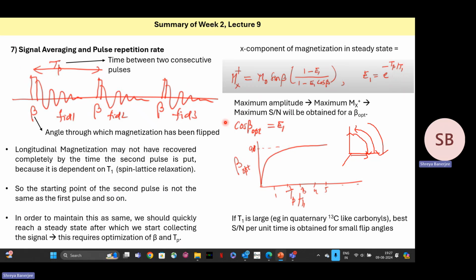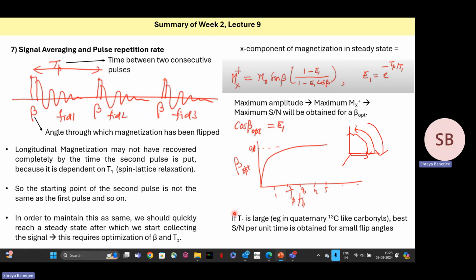We don't need to go into the derivation of this. Basically, if you just differentiate it and make it equal to 0, you can find the beta optimum. Basically, this is the formula that comes. And only when we maintain the beta optimum will we get maximum signal to noise.